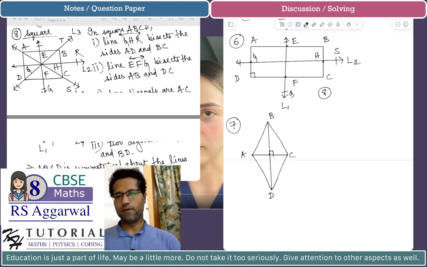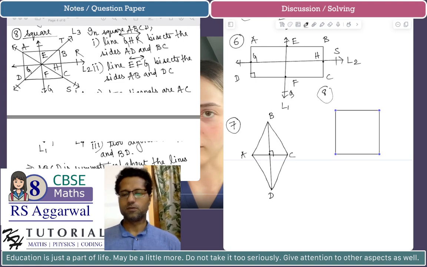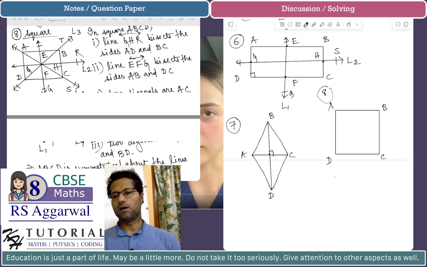So if you have a square, let's see if I can. If you have a square, oh sorry. I'm trying to draw a square. Can I draw a square? Okay, so this is a square. Let's say A, B, C, D. What are its lines of symmetry? It has 4 lines of symmetry.